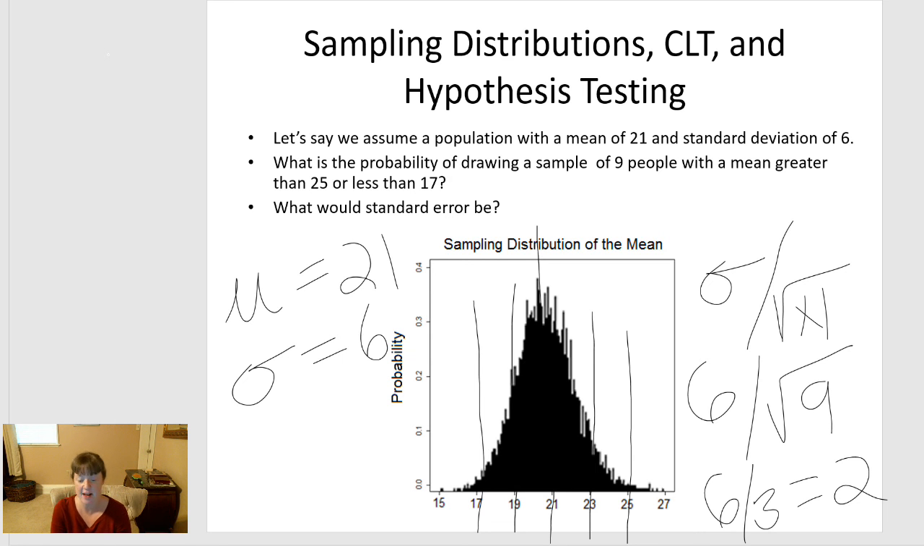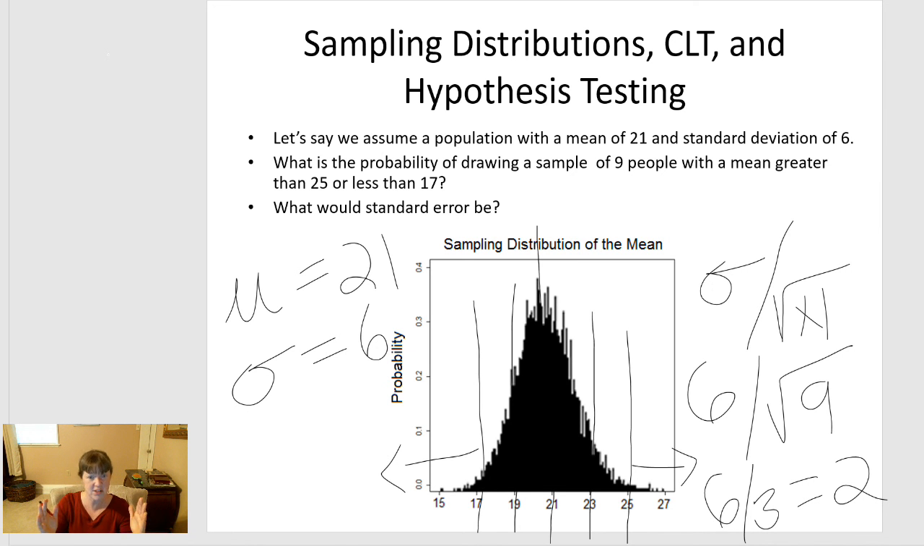So what is the probability of getting a sample of 9 people either greater than 25 or less than 17? Well, we remember from normal distributions, and sample averages are normally distributed, that 95% of all the cases on a normal distribution will be within 2 standard deviations. Applying this to samples, that would mean 95% of the cases would be within 2 standard errors. So 2 standard errors above would be 25, 2 standard errors below would be 17. So what's the probability of getting something either greater than 25 or less than 17?